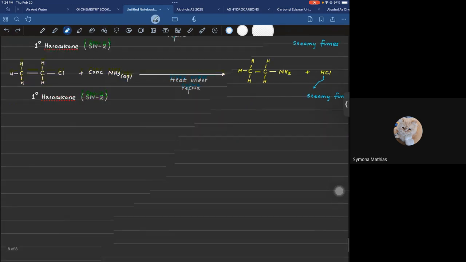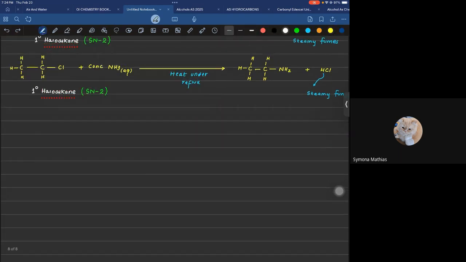Then we can have the formation of nitrile. These are all nucleophilic substitution reactions. We can form nitrile.